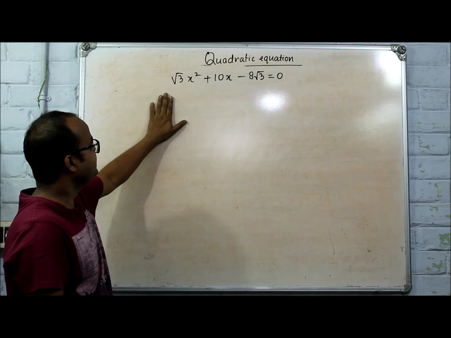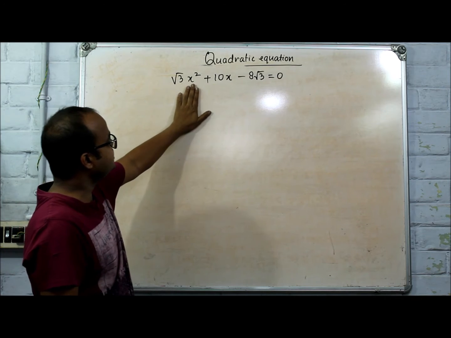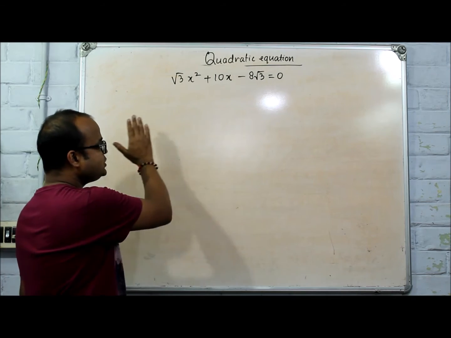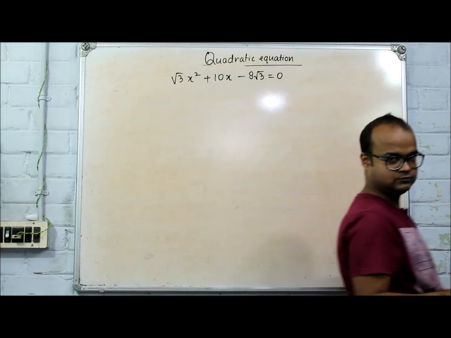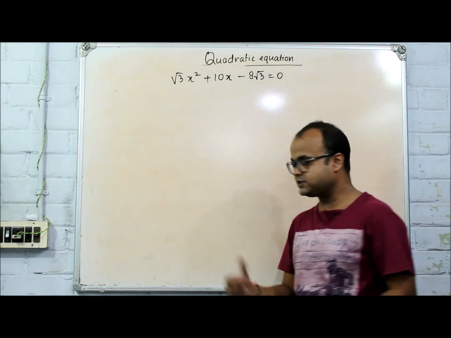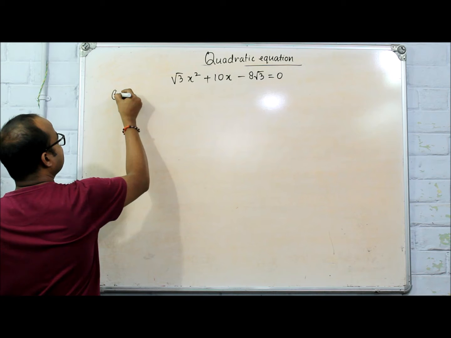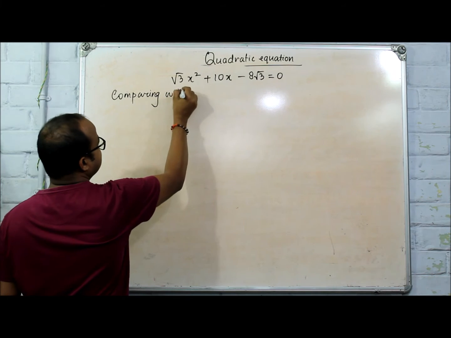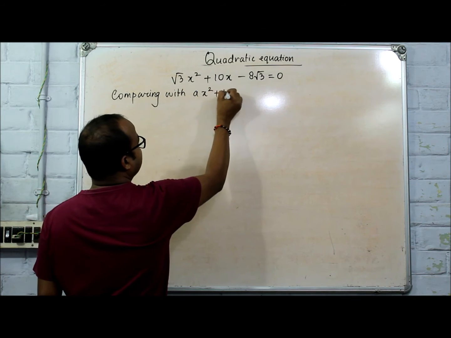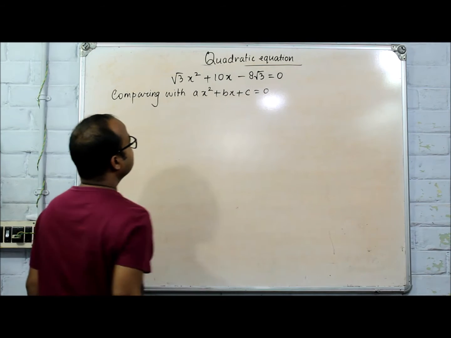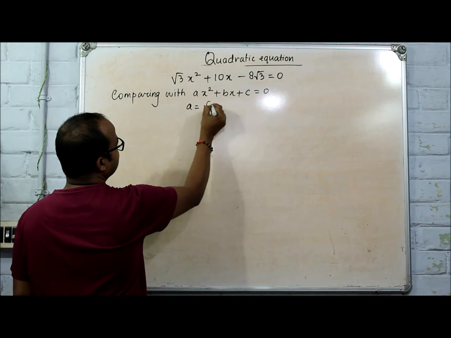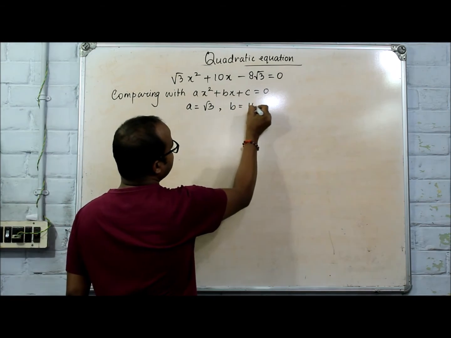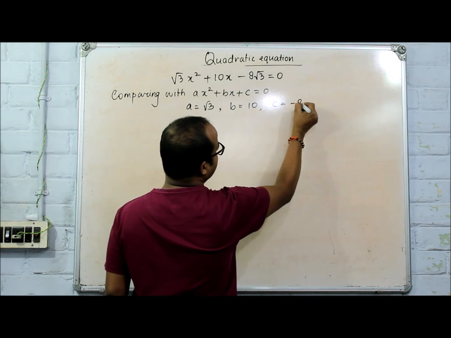Let us solve this problem. It is given as root 3 x square plus 10x minus 8 root 3 is equal to 0. So it is already given in the standard form, that is ax square plus bx plus c is equal to 0. So directly we compare. So comparing with ax square plus bx plus c is equal to 0. So a is equal to root 3, b is equal to 10 and c is equal to minus 8 root 3.